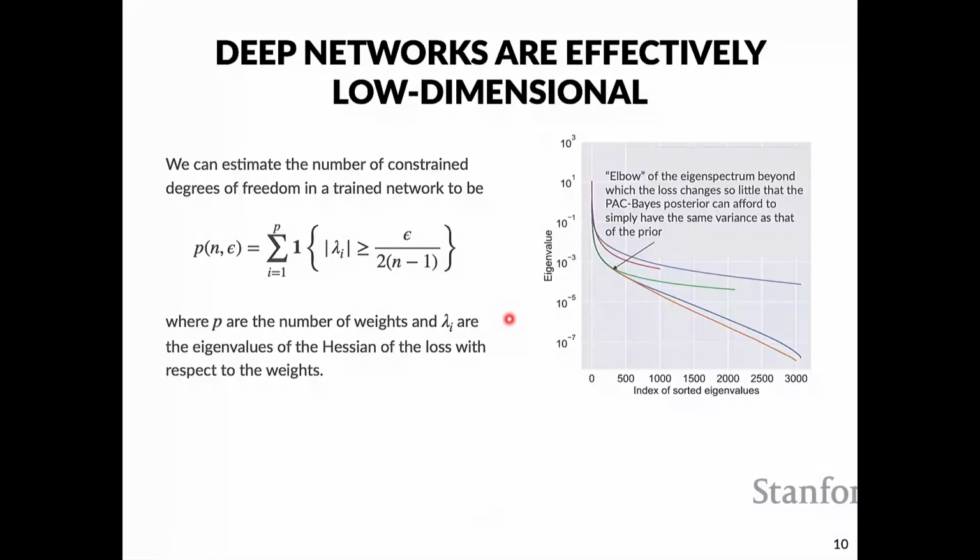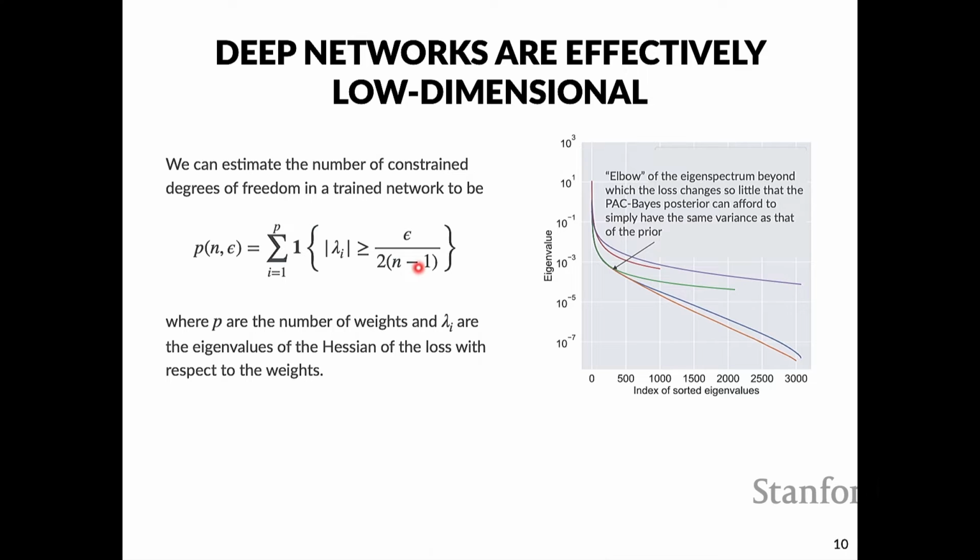Cool. So here is one take-home message from this calculation. Let us ask ourselves, there are many, many weights in the network. How many are really constrained? So we can pluck out a quantity which is, roughly speaking, the elbow of this particular eigenspectrum. That looks as follows. The number of eigenvalues of the Hessian that are larger than epsilon is not important. It is a scale of the prior. The denominator is 2 times the number of samples minus 1. Okay? And now this is quite beautiful.